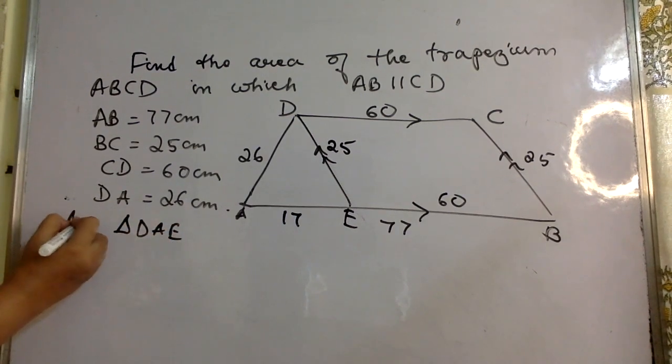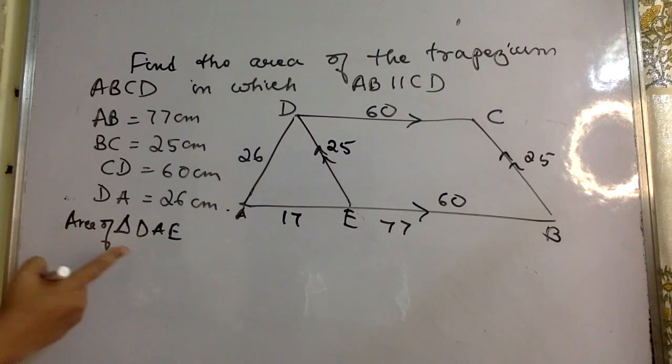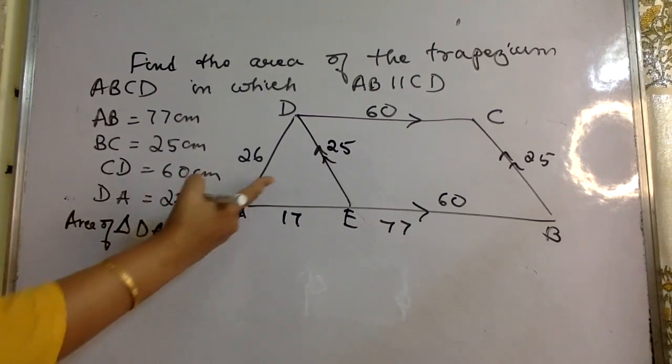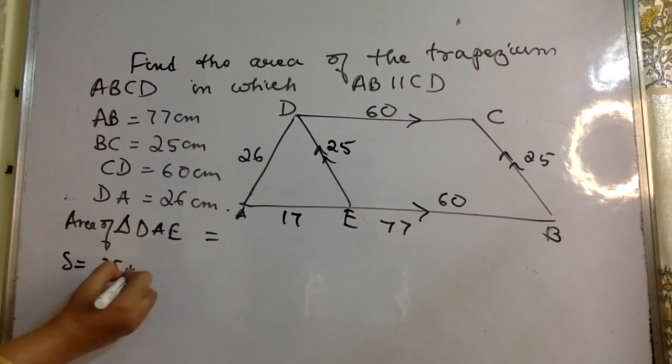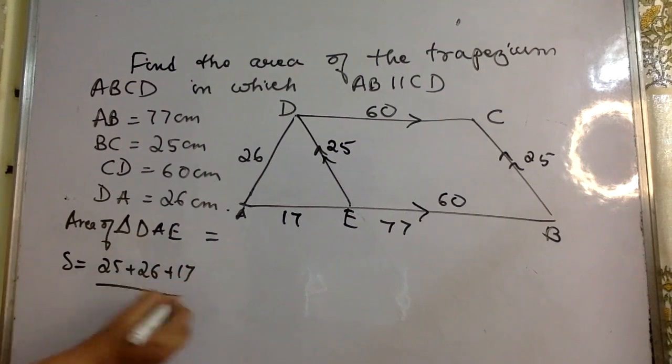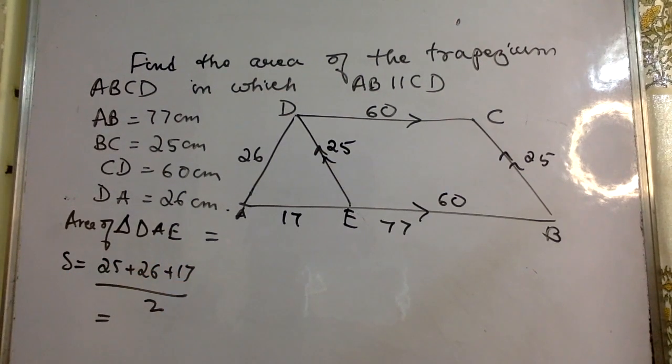Yes, area of triangle DAE is how much? Now here I have no other option but to use Heron's formula. So how to use Heron's here? How much is my semi-perimeter? Semi-perimeter is 25 plus 26 plus 17 by 2. That gives me 40, 50, 61, 68. Yes, 68.